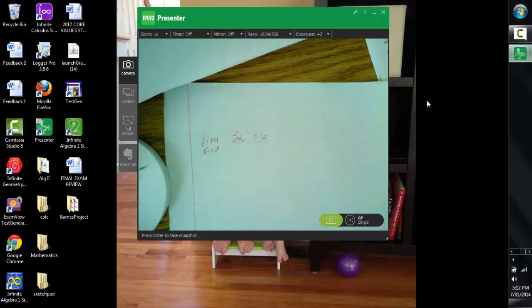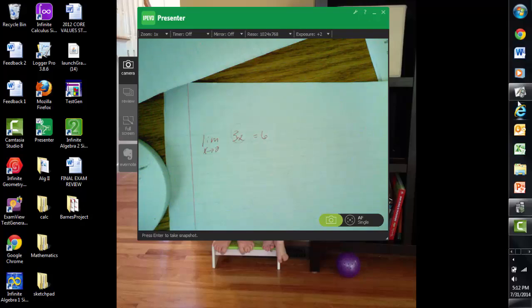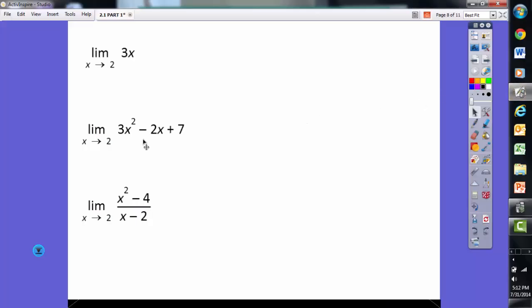Okay, the next example from our flip chart is this one right here. And this example, again, it's continuous everywhere, so you can just plug in 2 and get your limit. But this is the one I want to use to show you what that rule about the sum of limits is all about. So we can see that if we put in 2 for x and square it and multiply by 3, this gets you 12. Minus 4 is 8 plus 7. So this limit is 15.